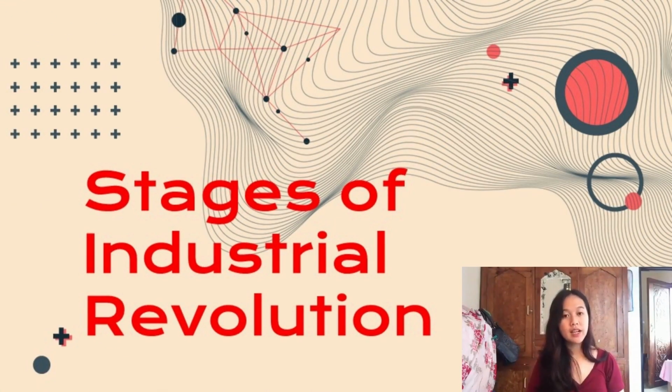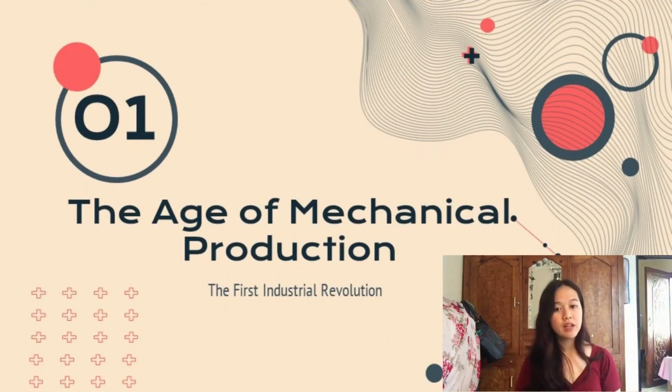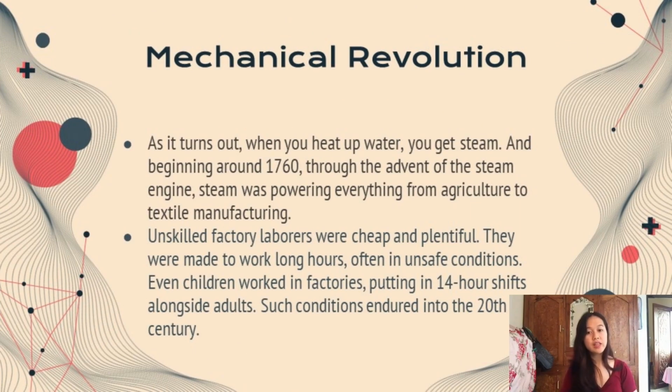So let's move on to the stages of Industrial Revolution. First one is the age of mechanical production. As it turns out, when you heat up water, you get steam. Beginning around 1760, through the advent of the steam engine, steam was powering everything from agriculture to textile manufacturing. The unskilled factory laborers were cheap and plentiful. They were made to work long hours, often in unsafe conditions. Even children worked in factories, putting in 14-hour shifts alongside adults. Such conditions endured in the 20th century.